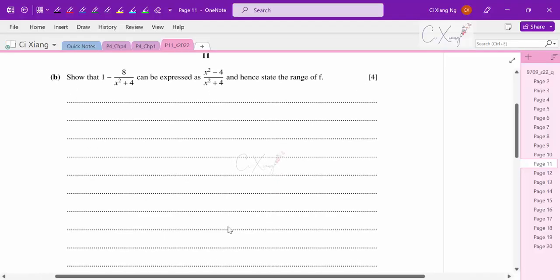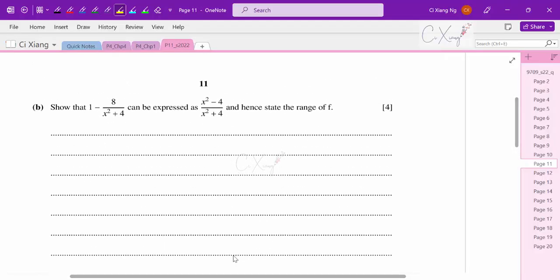Okay, so for part B, they want us to show that this expression can be expressed as this one. And after that, we need to state the range of f.